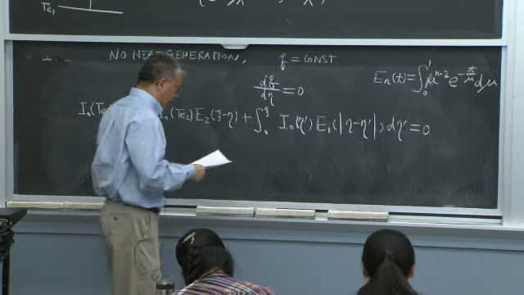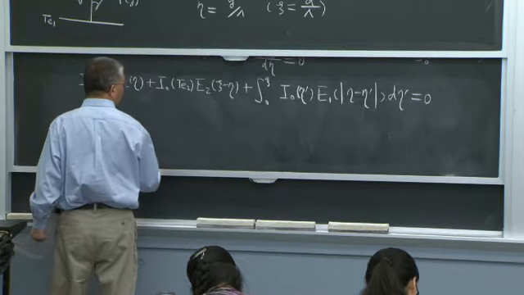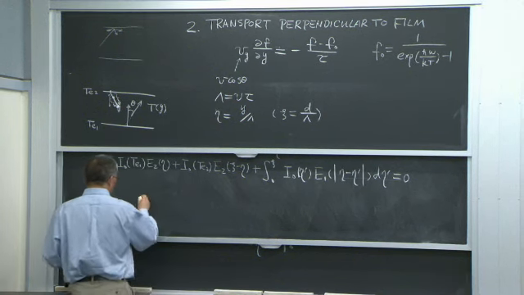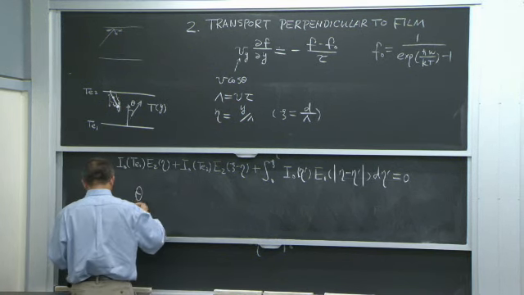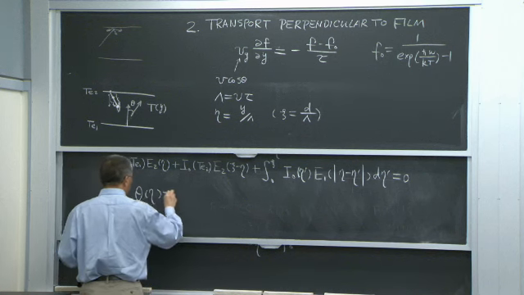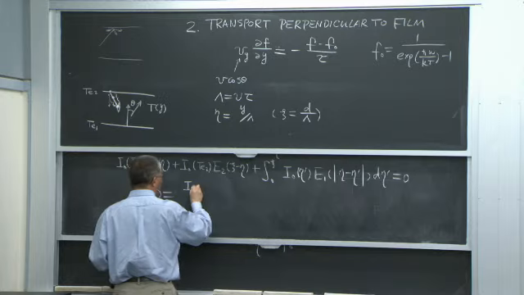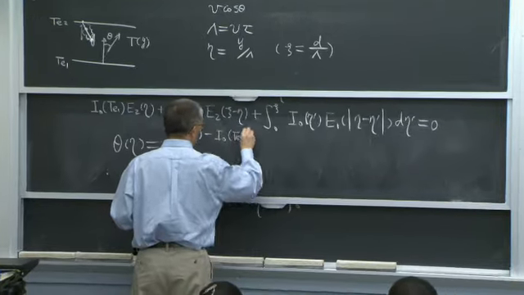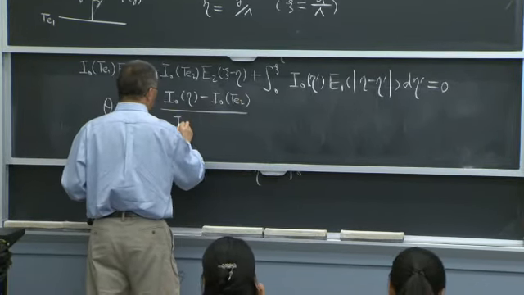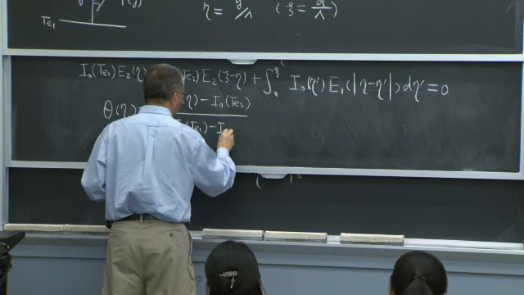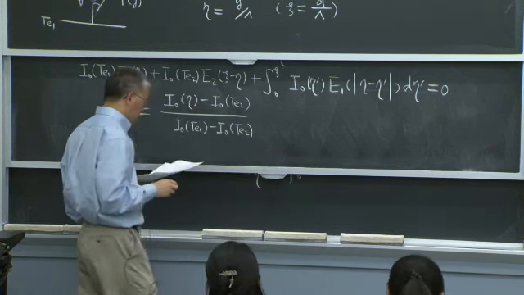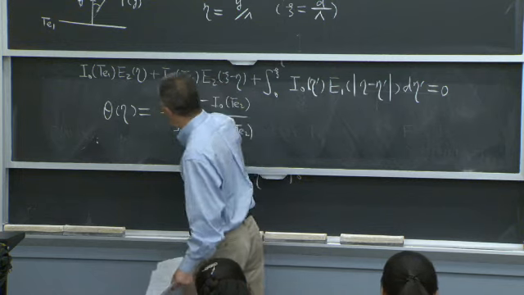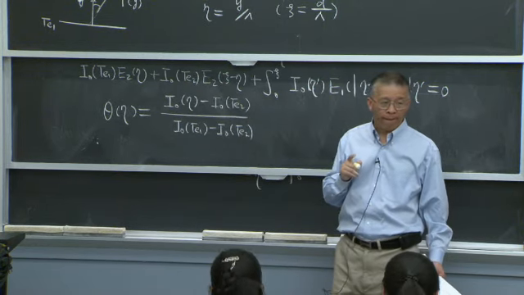Right? And I can simplify this a little bit just to make the equation nicer. So let me introduce a variable. Theta is a function of eta, and that equals non-dimensionalized: I0 eta minus I0 TE2, over I0 TE1 minus I0 TE2. So I introduce this non-dimensional temperature, or you can say non-dimensional intensity, right?